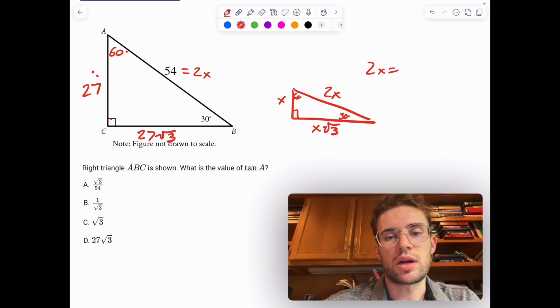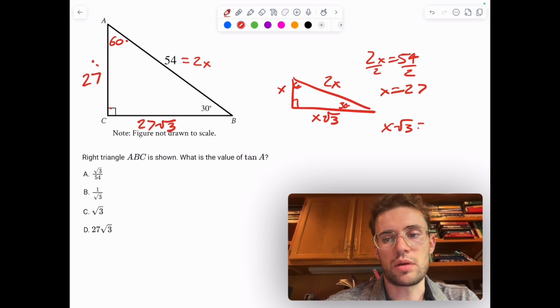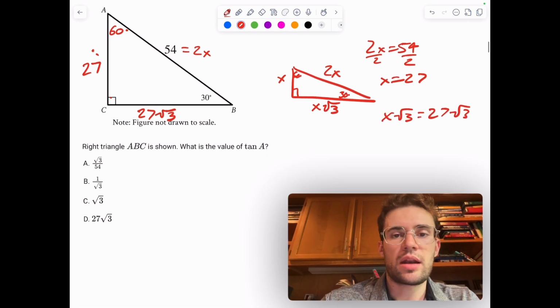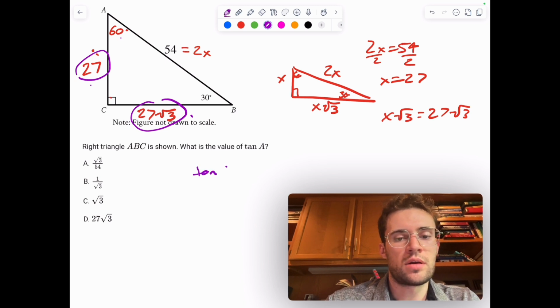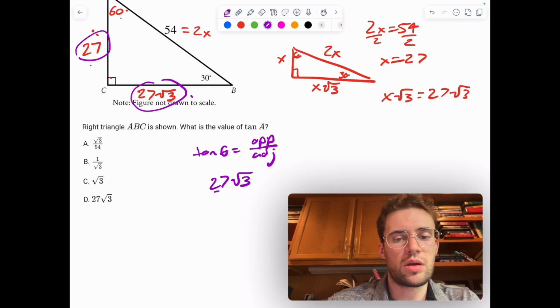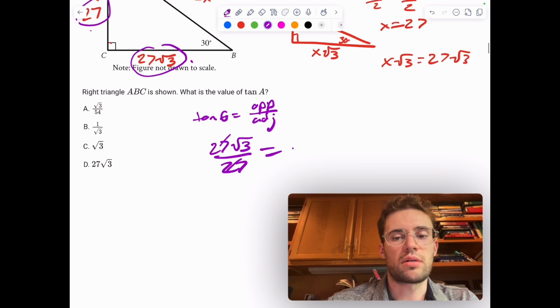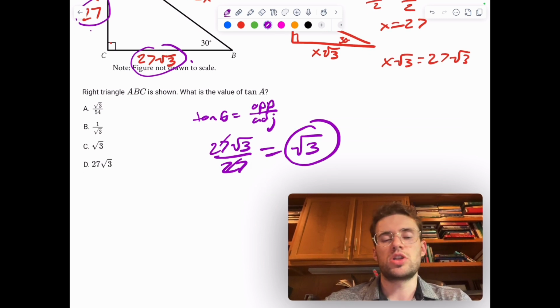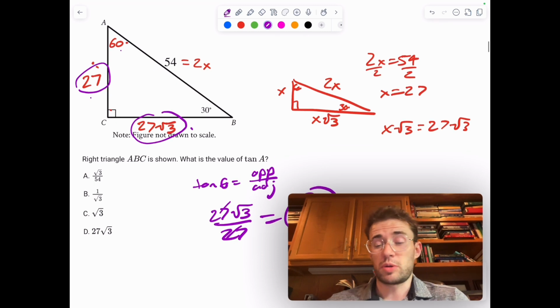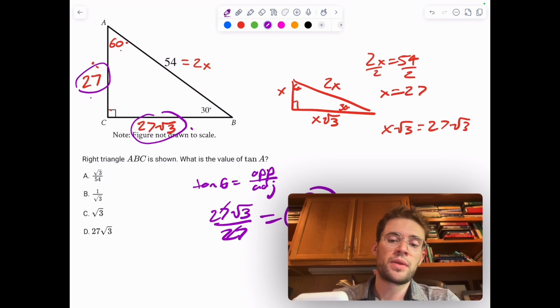Right? We write that out, 2x equals 54, divided by 2 means x equals 27, x root 3 equals 27 root 3. So just using that, if you wanted to do the tangent of 60, it'd be 27 root 3 over 27. So opposite over adjacent would be 27 root 3 over 27, and the 27s will cancel out, leaving you with the square root of 3. It's one way you can do it. Again, you should know your special right triangles, but they will be given to you.